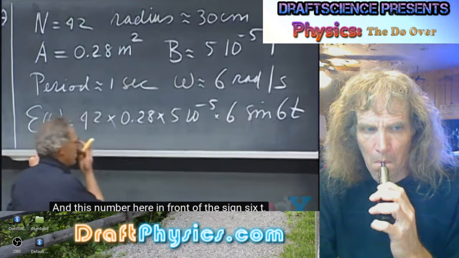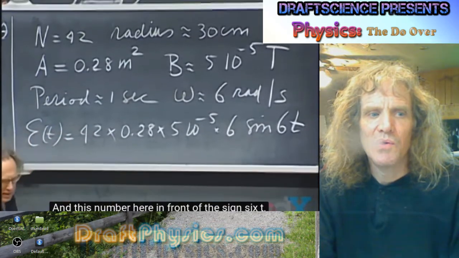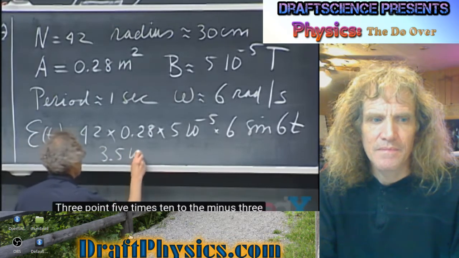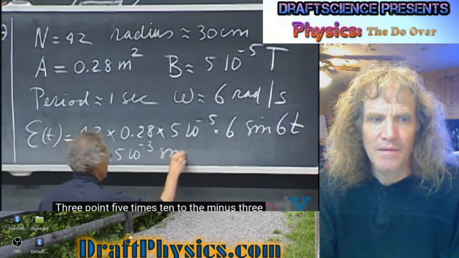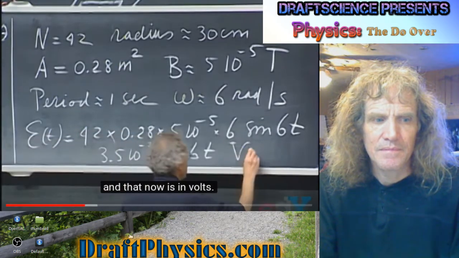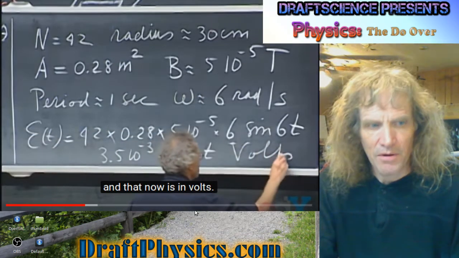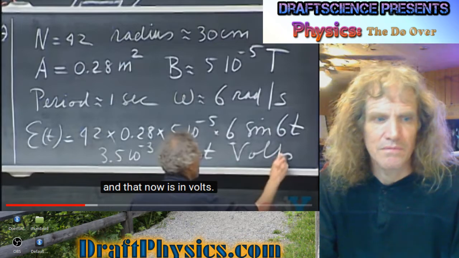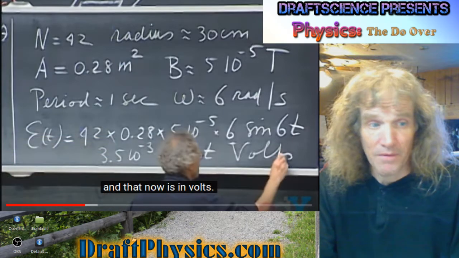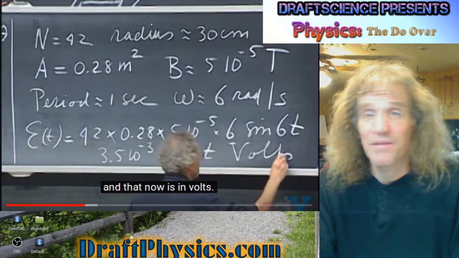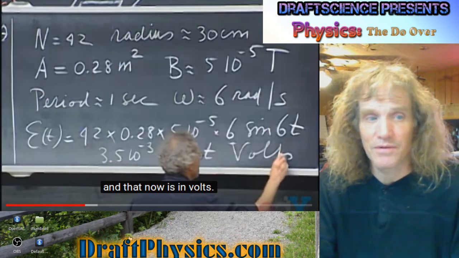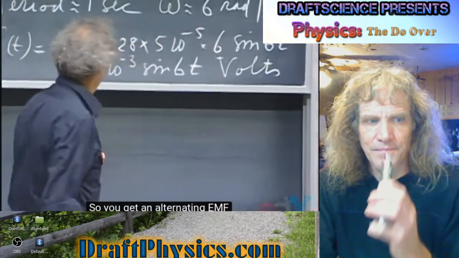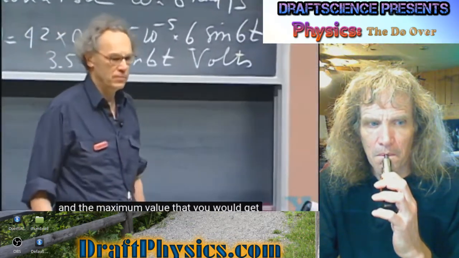And this number here in front of the sine 6t, you should check that, is about 3.5 millivolts. 3.5 times 10 to the minus 3 times the sine of 60, and that now is in volts. So a pretty small number. 3.5 times 10 to the minus 3, so you're talking 1,000th of a volt. It's a little tiny bit of voltage. So you get an alternating EMF, positive, negative, and the maximum value that you would get is 3.5 millivolts.